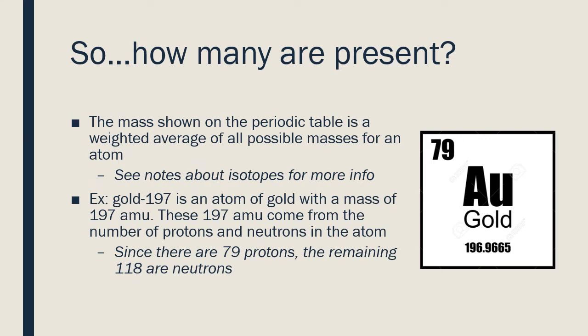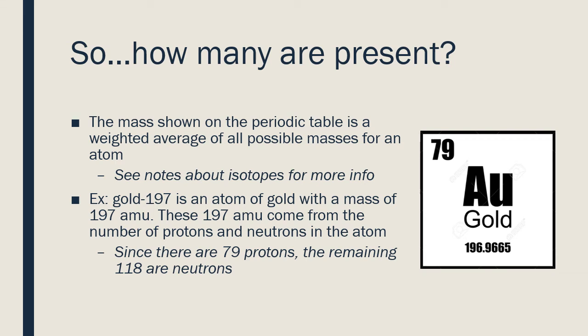An important thing to note is there is a mass on the periodic table for the square of an element. However, that is an average atomic mass. It is a weighted average of all the possible masses that an atom could have, because not all atoms of a particular element are quite identical. We will talk more about isotopes and atomic mass in a later unit.